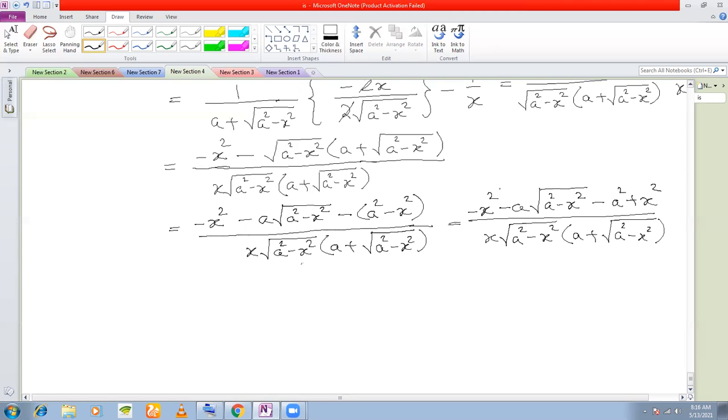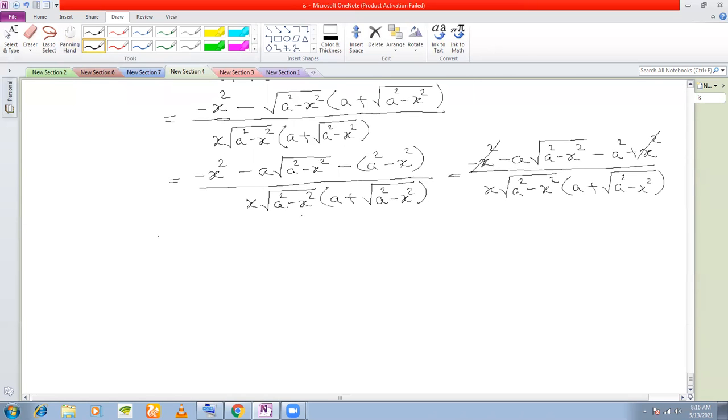So what happens? See, in the numerator, this minus x square plus x square will cancel out. So that now in the numerator, if you take minus a common, what are you left with? You're left with a plus root a square minus x square, isn't it? Let's check whether you are getting this or not.